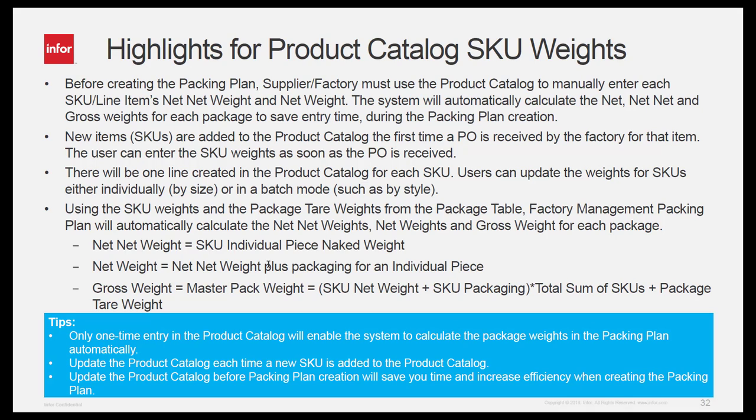A one-time entry in the product catalog will enable the system to calculate the package weight in the packing plan automatically. Update the product catalog each time a new SKU is added. Update the product catalog before creating your packing plan. This will increase efficiency when creating your packing plan. Now let's talk about how you will go ahead and update this information.